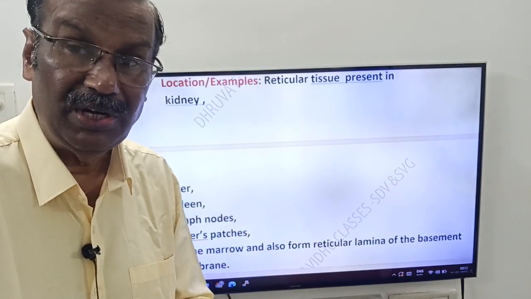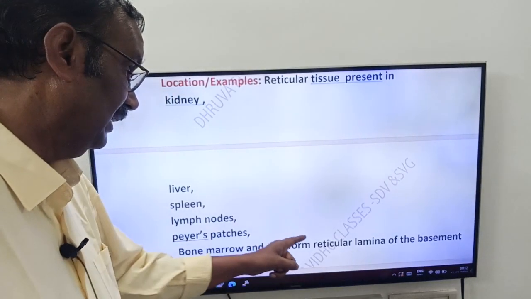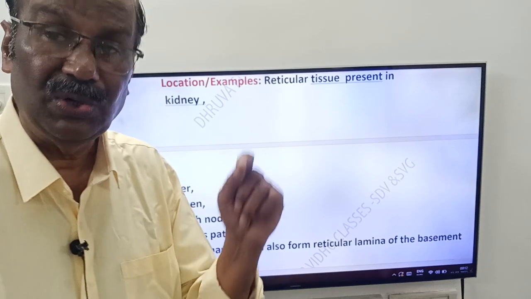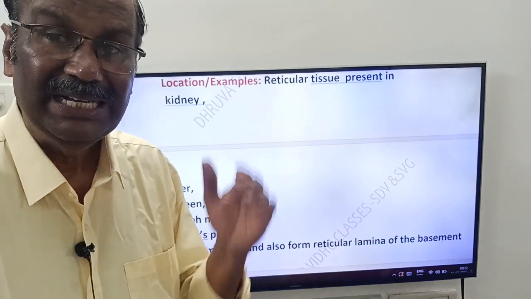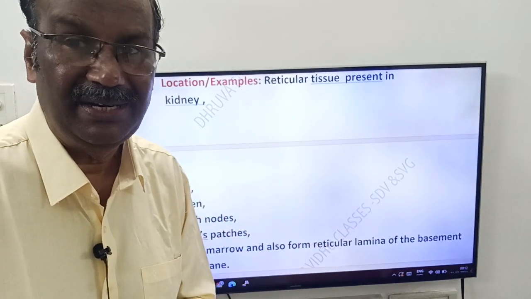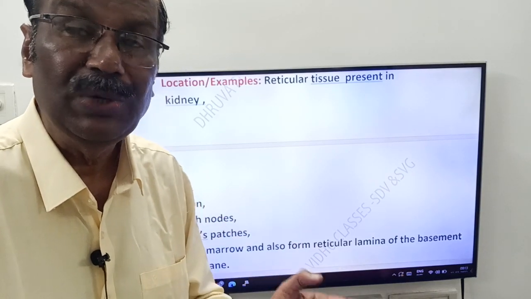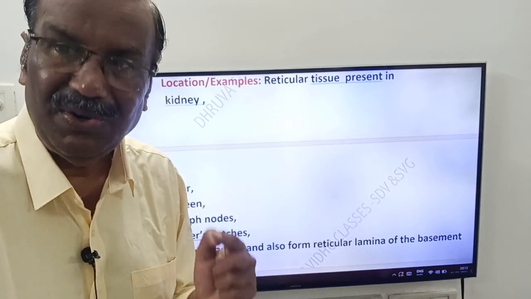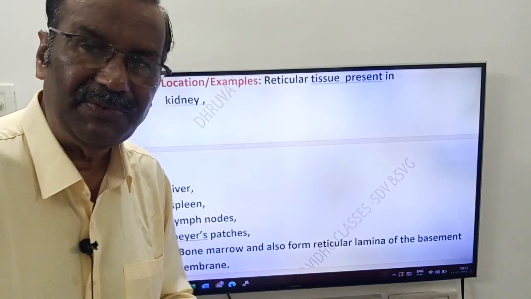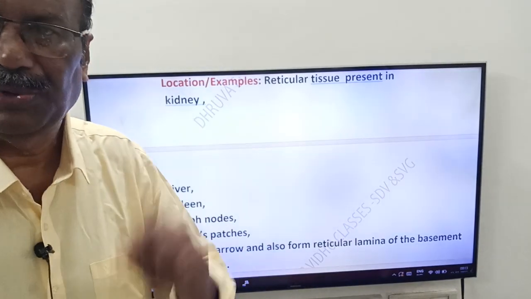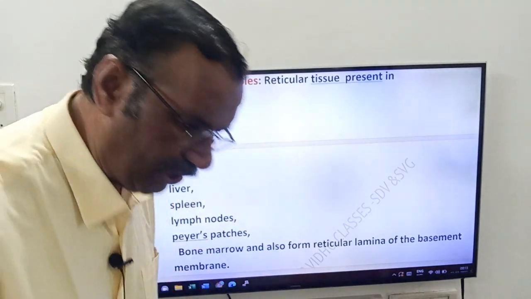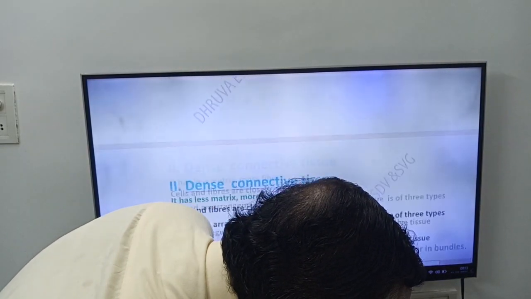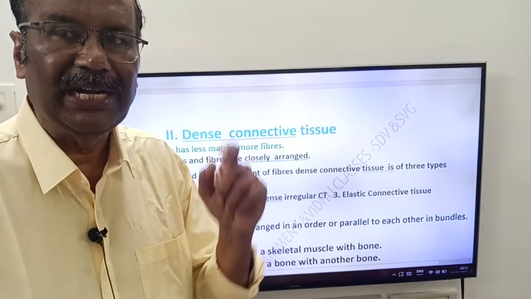In addition to all, you have to remember one more, friends. What is that? It is present in the reticular lamina of the basement membrane. You know epithelial tissue. Epithelial tissue rests on basement membrane. Basement membrane has two layers: one is basal lamina, another one is reticular lamina. Reticular lamina is made up of reticular connective tissue proper. This is about the reticular tissue. With this we have completed loose connective tissue.